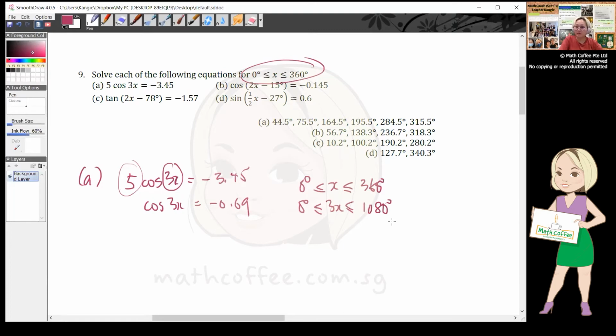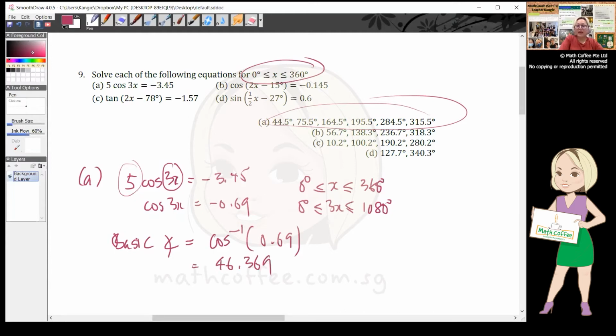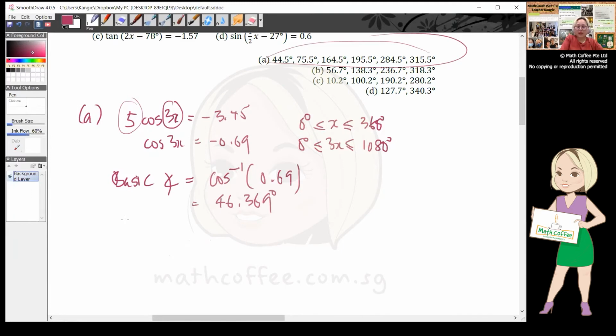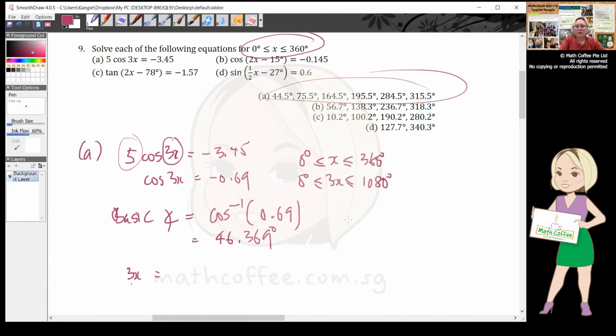You see the range is bigger, right? So later you will have to go so many rounds. That's why there are so many answers here. So basic angle. So cosine inverse 0.69. And I get 46.369. Then after that, I will write 3x. Always write out your 3x equals. Just now I forgot. Oh, I forgot my quadrant. Okay, to here, no space.